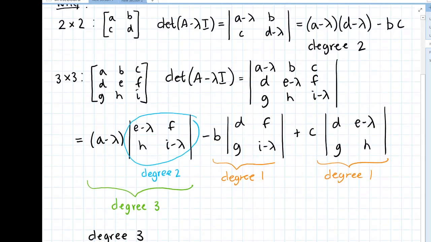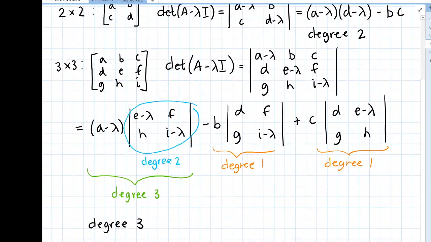Yeah, I think you are probably convinced, hopefully, after seeing the 2 by 2 and the 3 by 3, and maybe you can imagine how it would go with the 4 by 4. It would look pretty similar.